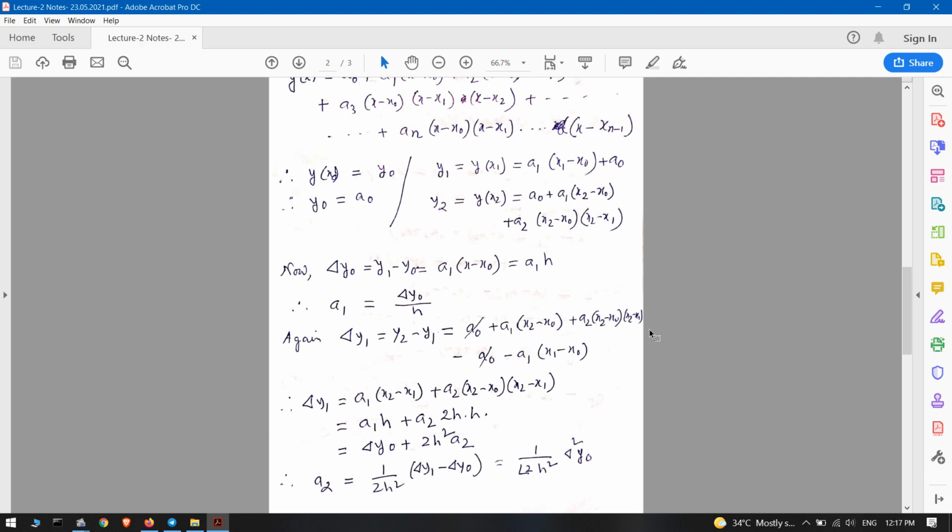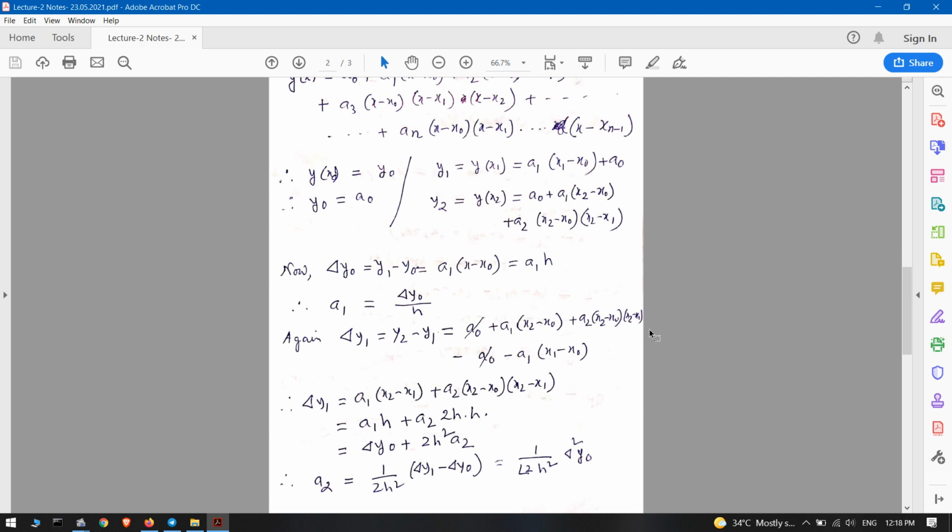Now you see that del of y naught minus del y1 minus del y naught. When we evaluate that difference table, first difference column, then second difference column, from that second difference column we can easily find that del of y1 minus del of y naught is denoted as del square, means second difference column, del square of y naught.